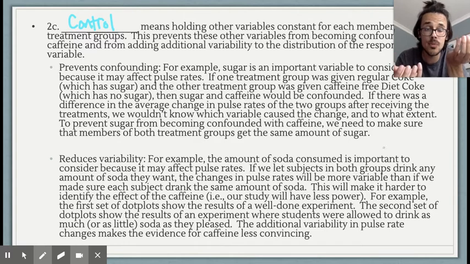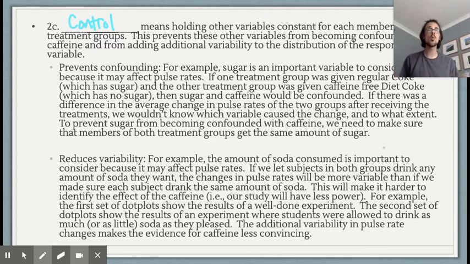So if I see a difference in my groups, sugar is confounded with caffeine. I can't break those two apart. And if I see a difference, I don't know if it was the sugar or if it was the caffeine that made that happen. So it's dangerous when you have studies to let more than one variable run wild, because if you do that, you can't say for sure which of the variables is actually responsible for that difference. Okay? So that is one factor you definitely need to consider.